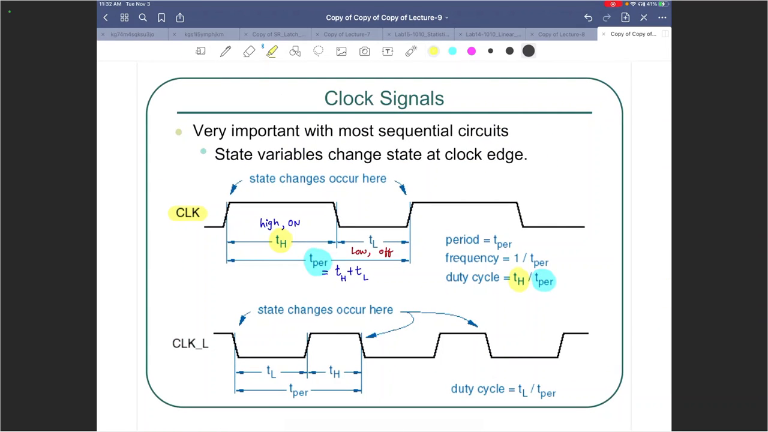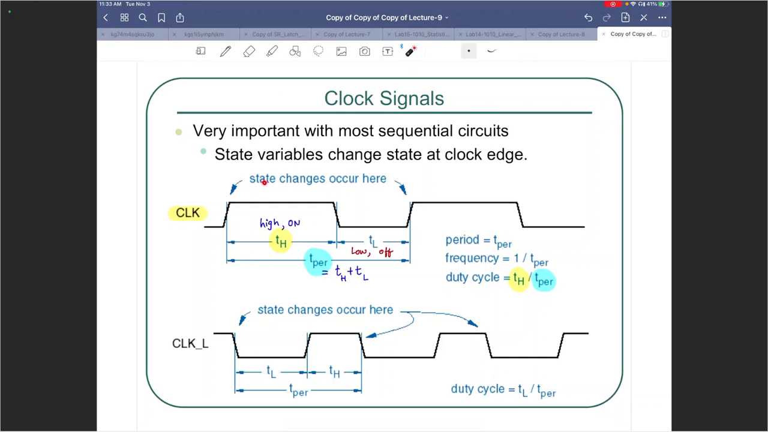All right, now let's talk about the active low clock. Active low clock, everything is flipped. And the way you compute duty cycle here is the percentage of the time for which it is low. Exactly the opposite. That's the active low clock.